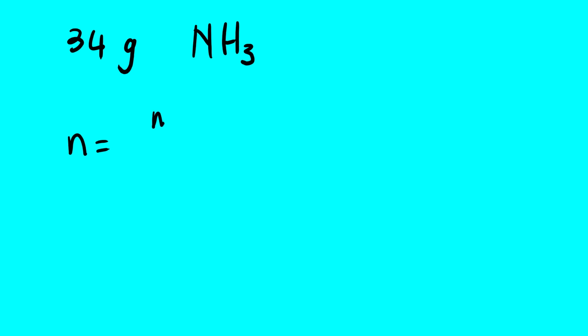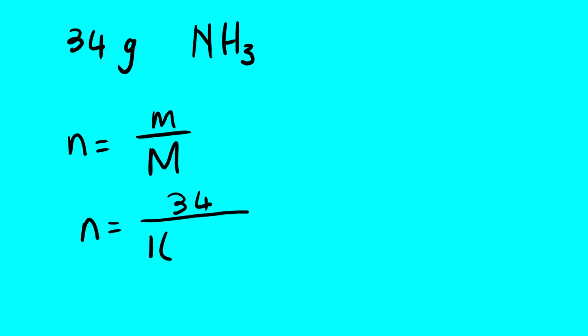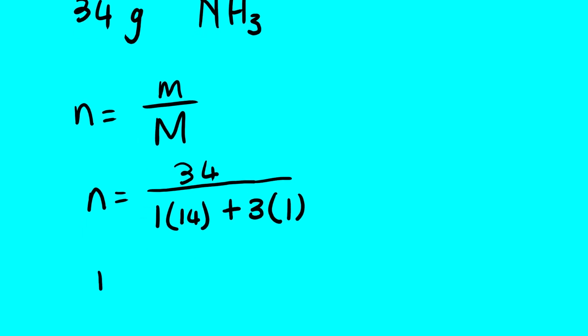n is equal to m over M. n is equal to 34 grams divided by, we have 1 atom of nitrogen. The molar mass of nitrogen is 14, plus 3 atoms of hydrogen, where 1 is the molar mass of a single atom of hydrogen. From there, n is equal to 2 mole.